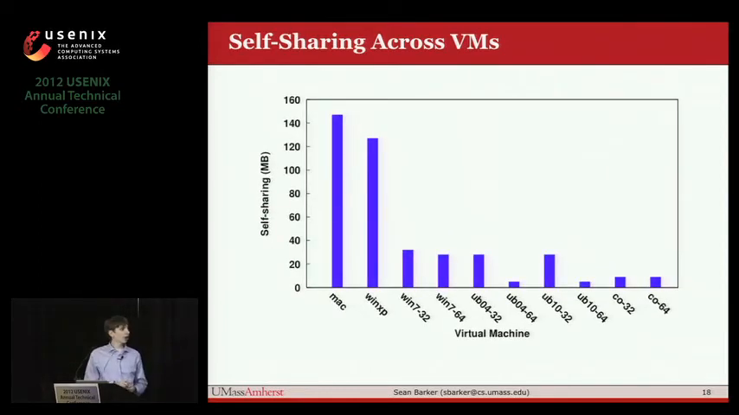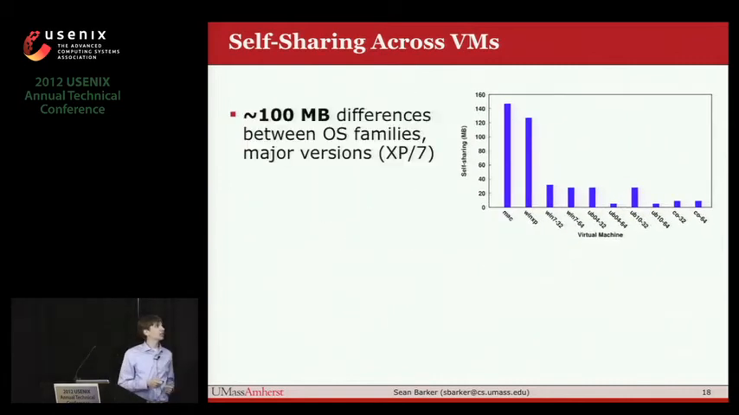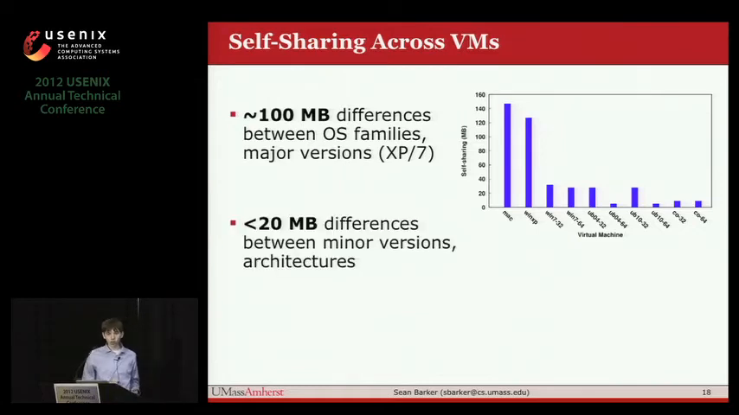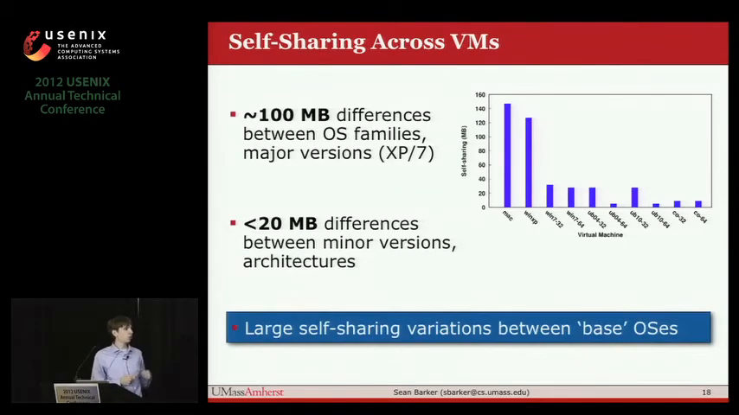So first let's look at what we see in self-sharing across some of the VMs we looked at. This graph shows a number of our VMs we set up along the x-axis, and along the y-axis we have the absolute self-sharing we saw in each of these VMs. Now, we're seeing that there are some fairly significant differences, just by looking at different OS families and also versions. For example, in this particular case, we saw significantly higher self-sharing in our Mac VMs and our Windows XP VMs versus our Windows 7 or Linux VMs. In contrast, we're seeing much smaller differences between minor versions and OS architectures. So again, we're seeing pretty significant variations just between base OSs.